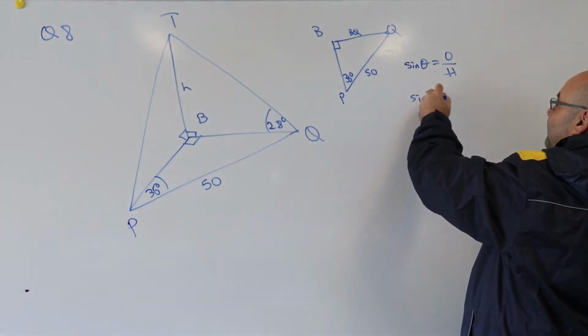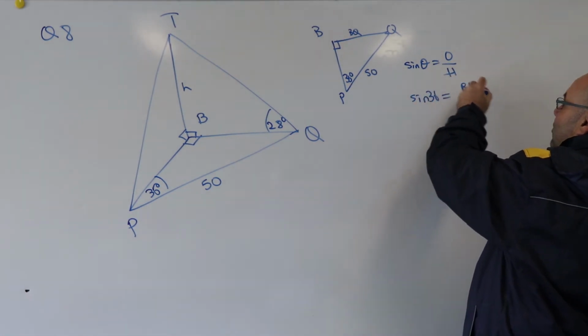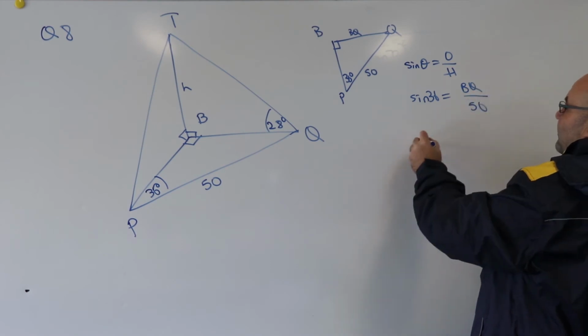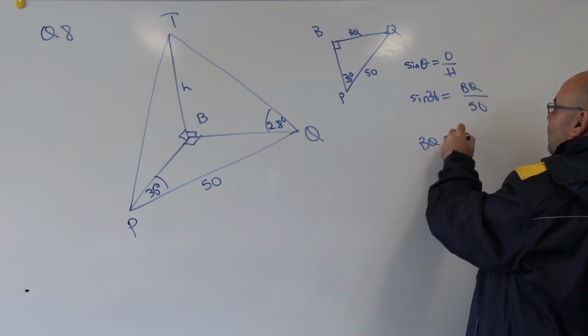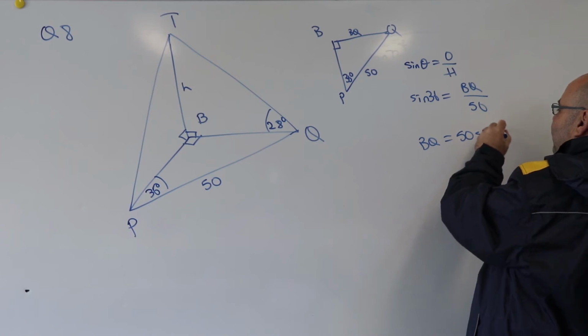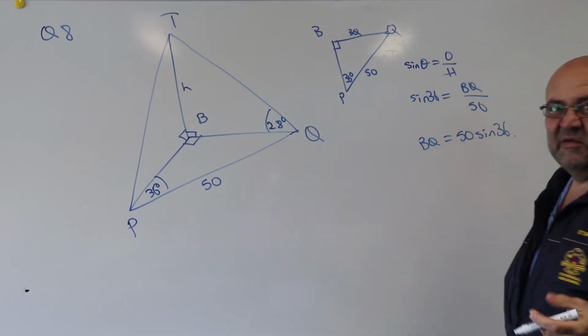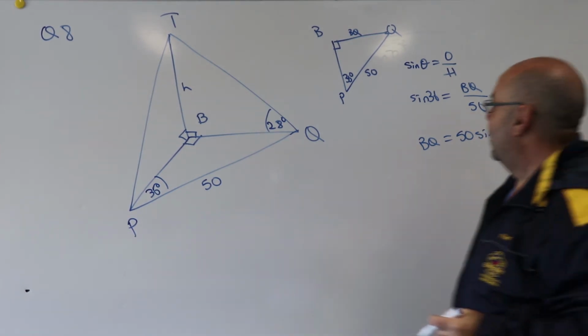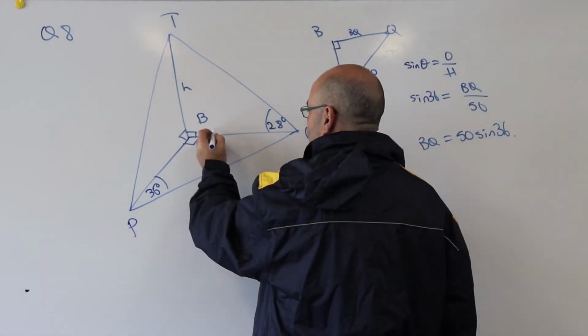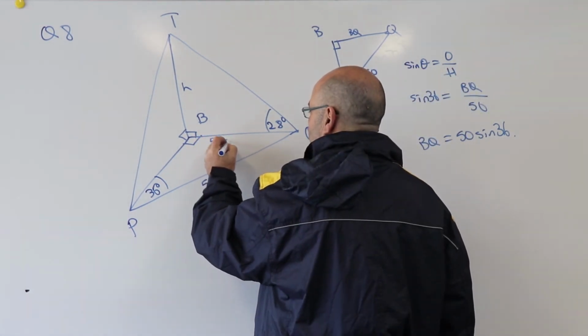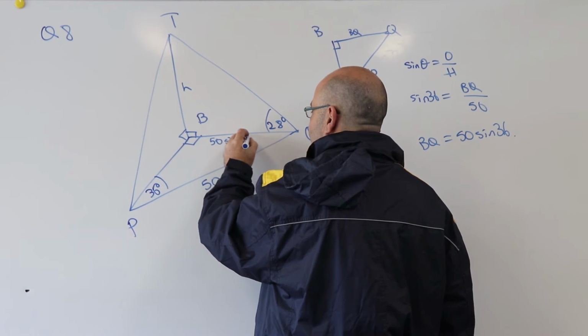Sine of 36 equals BQ over 50. So BQ does in fact equal 50 times sine 36, just as we were asked to demonstrate. Okay. So here we go, 50 sine 36 degrees.